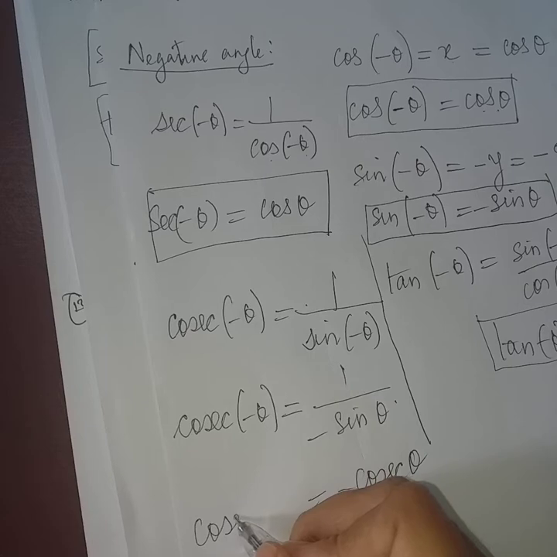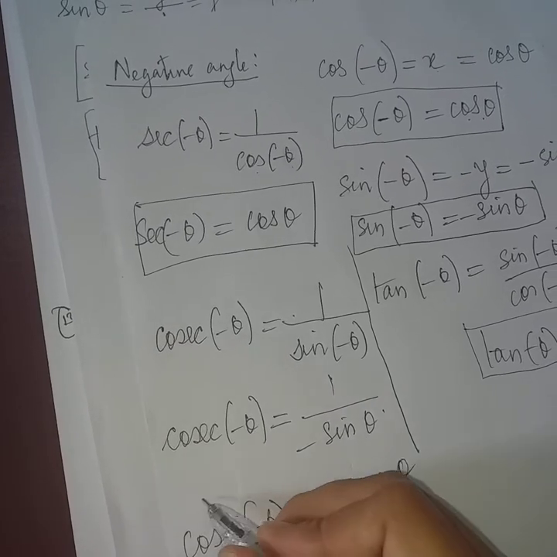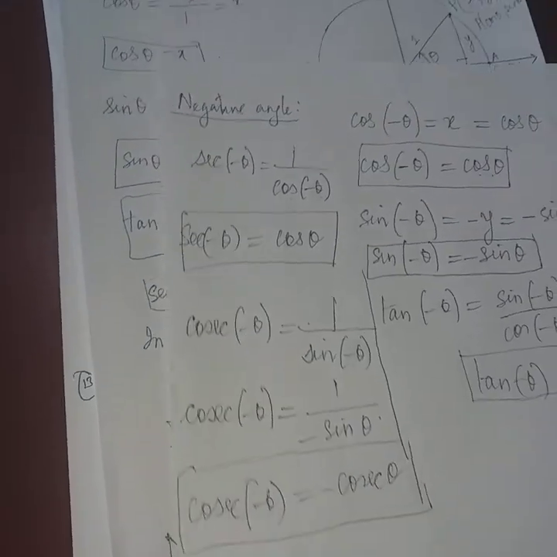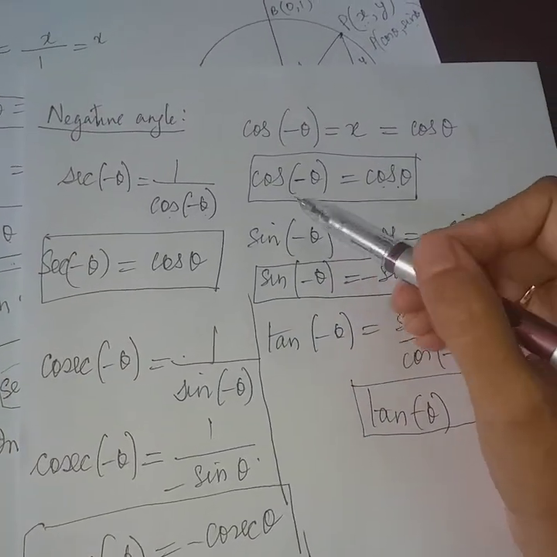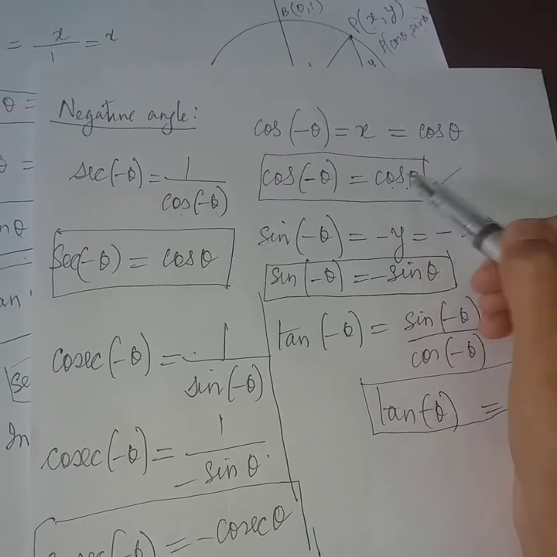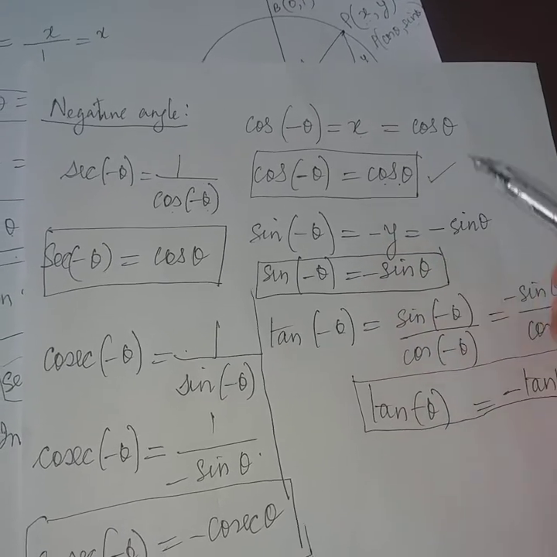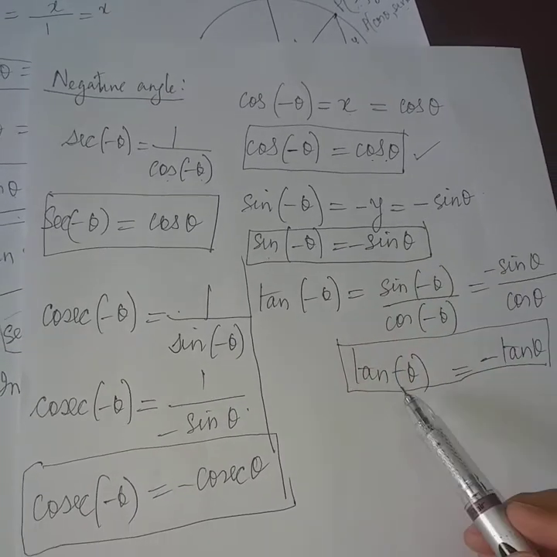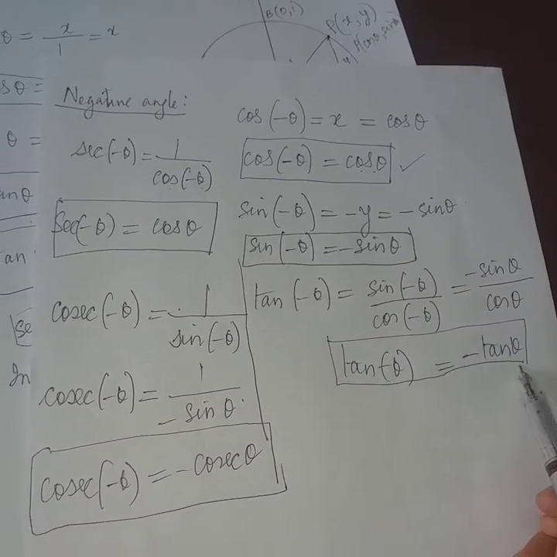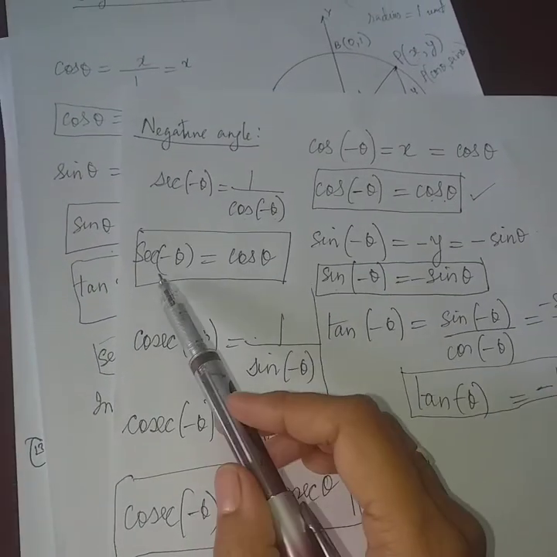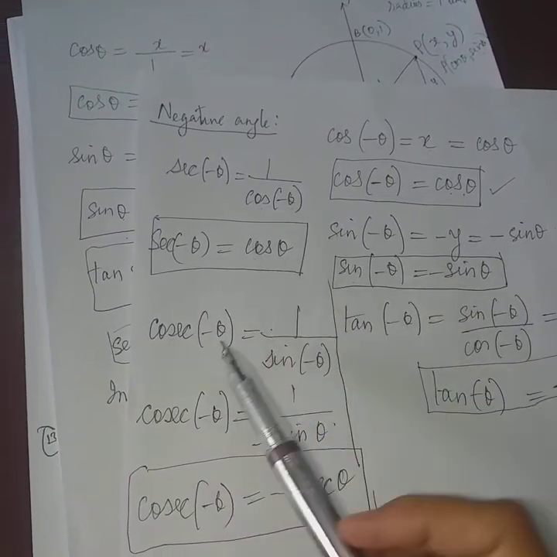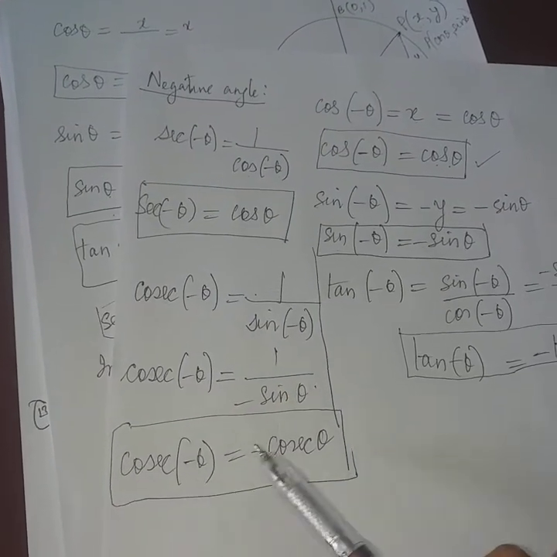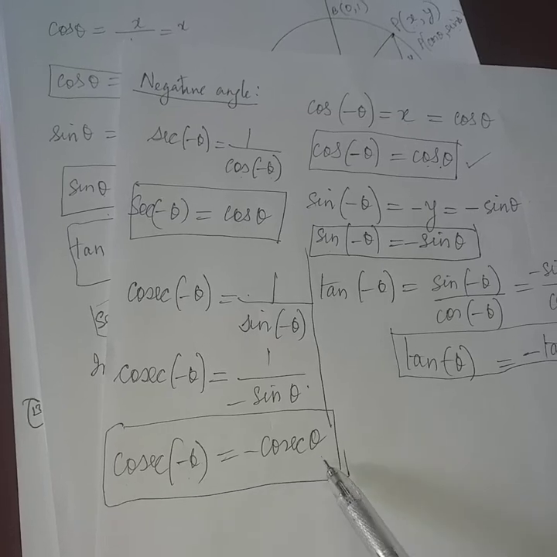We know the reciprocal of sine theta is cosec theta. So here, for cos of minus theta, it is cos theta, and the minus sign is not there anymore. Sine of minus theta is minus sine theta, the minus sign is still there. Tan of minus theta is minus tan theta, the minus sign is still there. Sec of minus theta is sec theta, there is no minus sign. And cosec of minus theta is minus cosec theta.